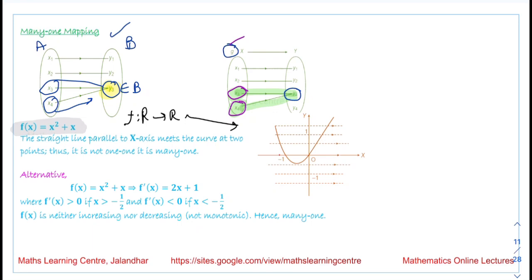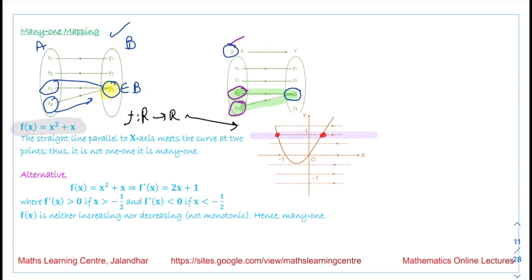Now we apply the parallel line test, the graphical method to check a one-one mapping. We have drawn a line parallel to the x-axis and it is intersecting the graph of the function at two different points.